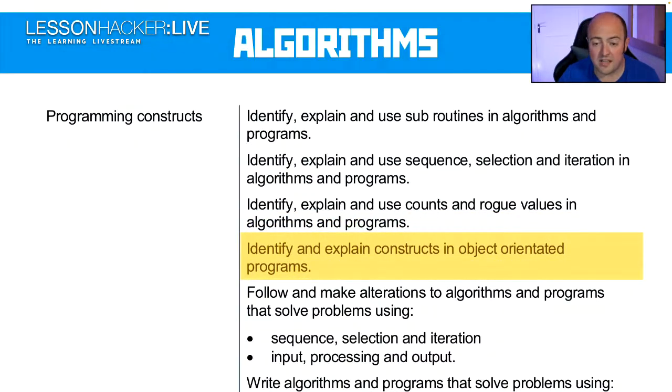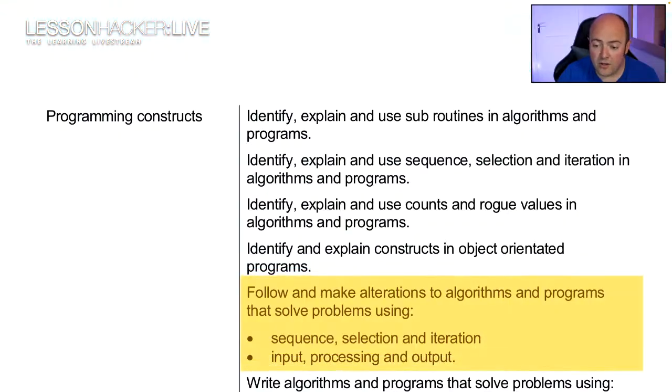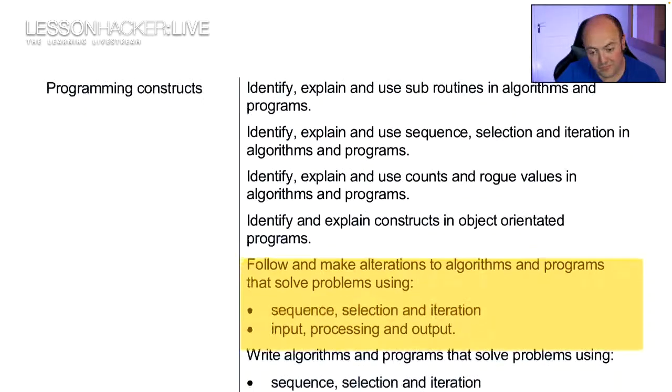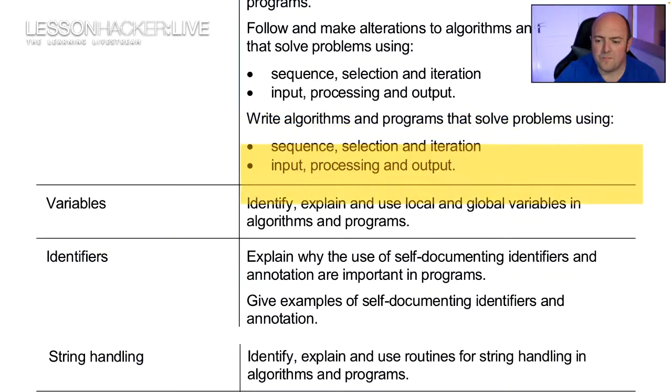Identify and explain constructs in object-oriented programs. A construct, something like a for loop, an if statement, is a classic way of producing some code. Follow and make alterations to algorithms and programs that solve problems using sequence, selection, iteration, input, process, and output. So basically, can you read programs and can you change them? Write algorithms and programs that solve problems using sequence, selection, iteration. Can you write them from scratch? We'll be doing that in a minute.